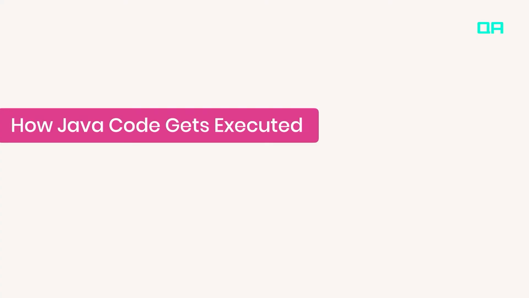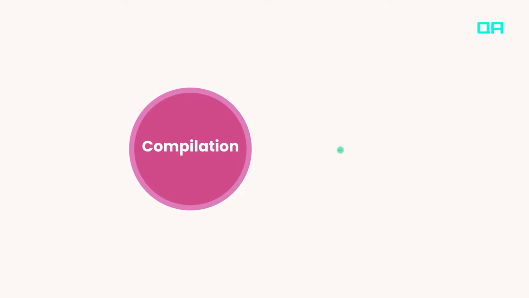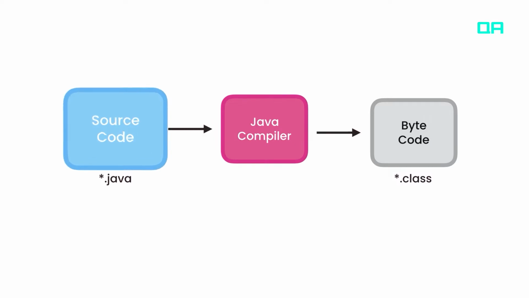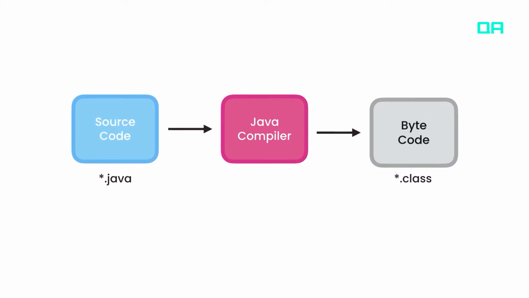All right, now let's see what exactly happens under the hood the moment we run a Java program in IntelliJ. There are basically 2 steps involved here: compilation and execution. In the compilation step, IntelliJ uses the Java compiler to compile our code into a different format called Java bytecode. This Java compiler comes with the Java Development Kit that we downloaded at the beginning of the course.